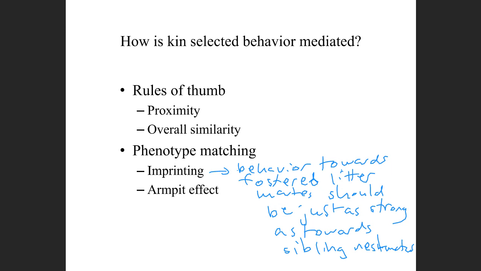Or, since mammals are really smell oriented, there's what was coined the armpit effect. Maybe you compare the smells, the odors of other individuals in your group to yourself, and that's what tells you how closely related they are. So you're actually trying to match to yourself. In that case, you're going to direct behaviors towards genetic siblings more than even towards non-related individuals that you might have grown up with.